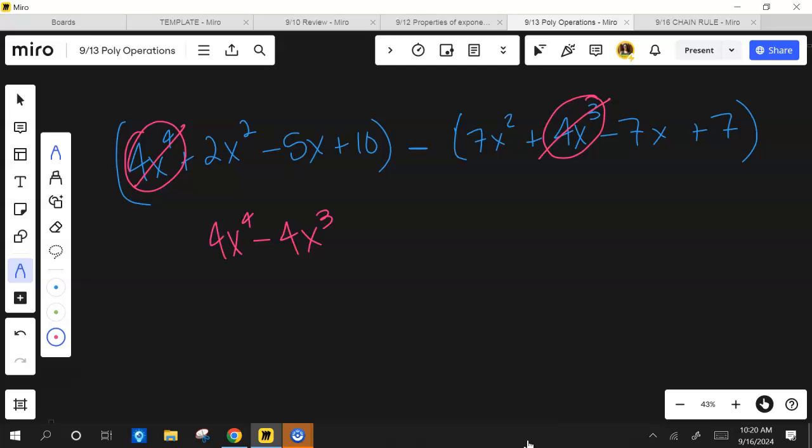All right, how about powers of 2? 2x squared minus 7x squared leaves me with... If I asked you what is 2x squared minus 7x squared, what would you tell me? They're not squared. Yeah, that's not squared though. It's just negative 7x.